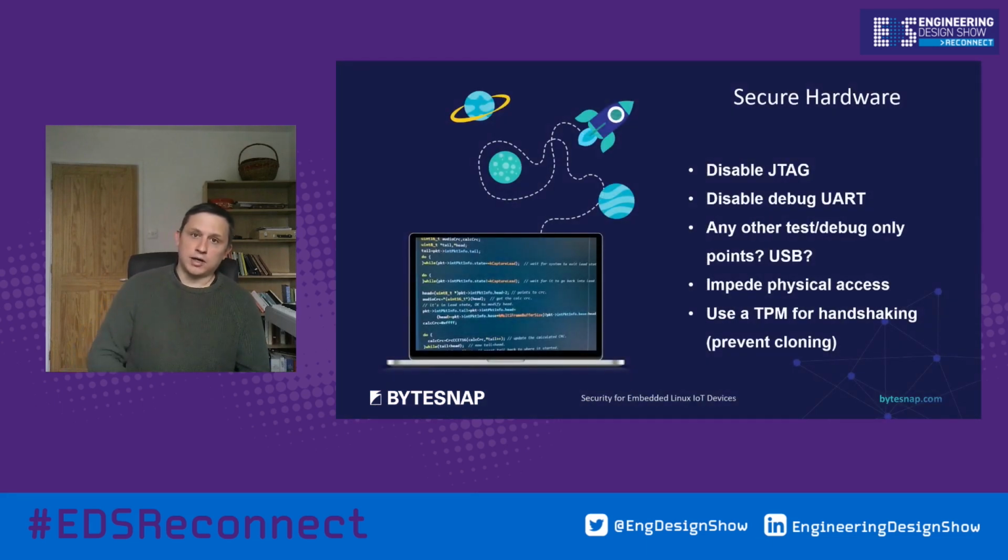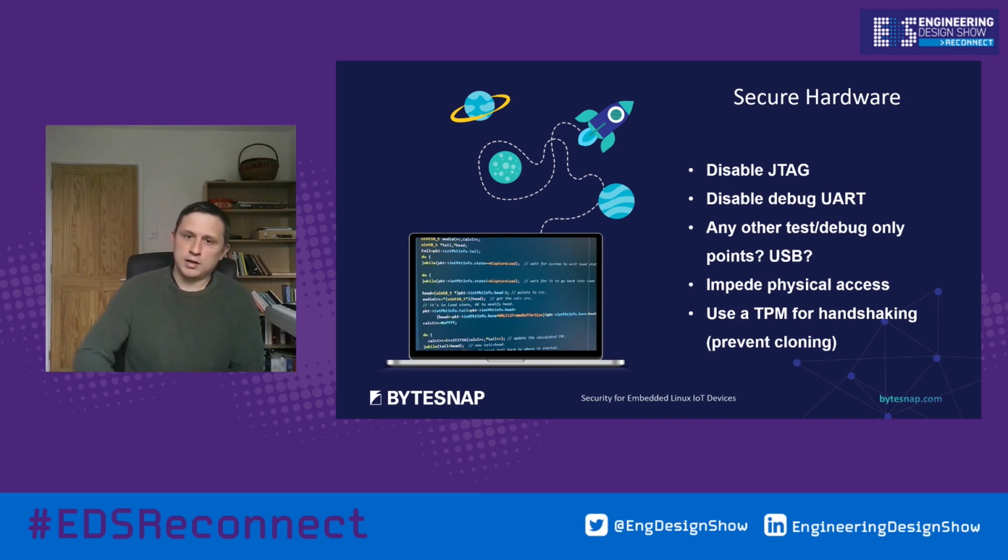Right, so secure hardware. This is quite an open topic and very context specific to your hardware, really. But there's a few key points we can talk about. The first thing you want to do is make sure your JTAG port's disabled. You can see lots of videos and blogs online where hobbyists will look for a JTAG port, find it, and then have full access to the system. So make sure you disable that after you finish your tests and your programming. Make sure you do that.